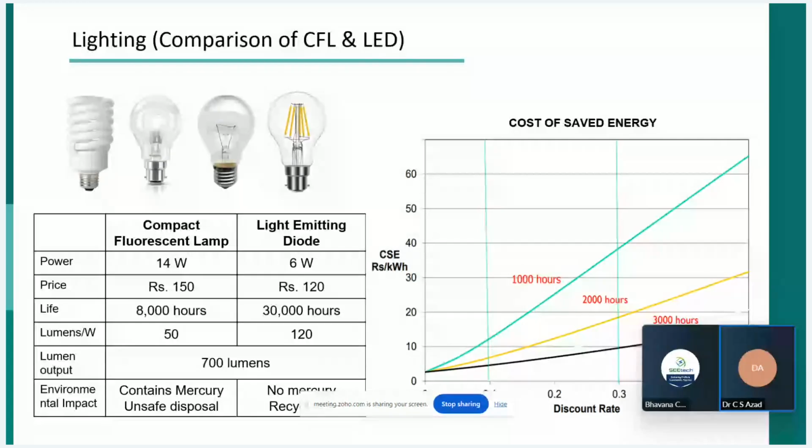One more thing is there is no mercury component. So this is safe for recycling. Next.